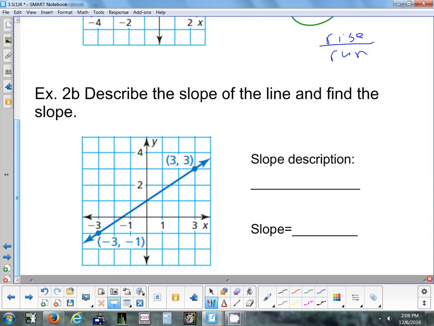Same thing, all right? On your guided notes, you don't have the line, just like the last one. You're going to draw the line in yourself, all right? The coordinate here is 3, 3, and the coordinate here is negative 3, 1.